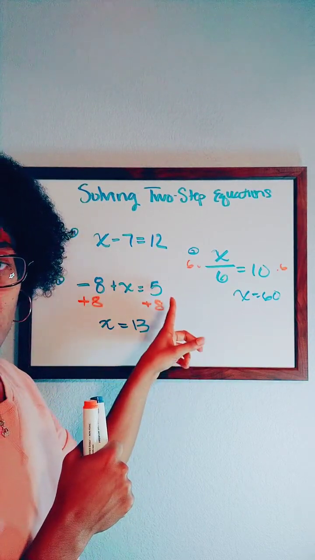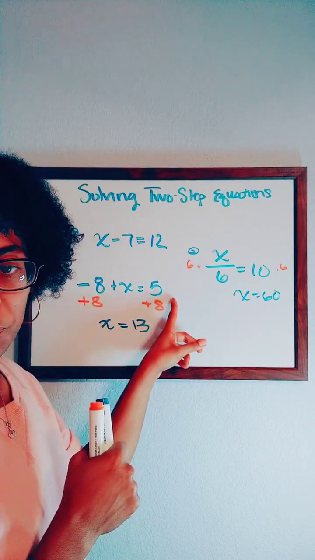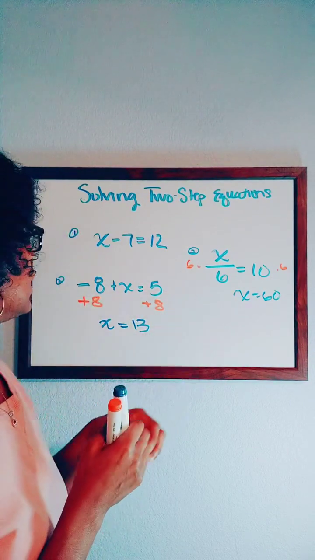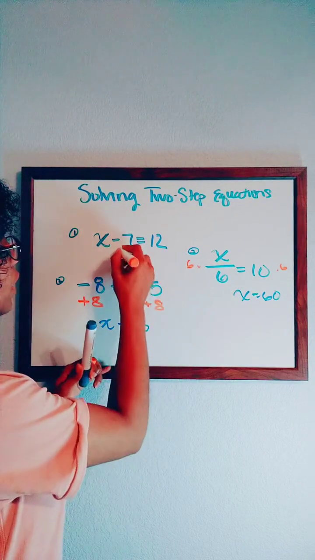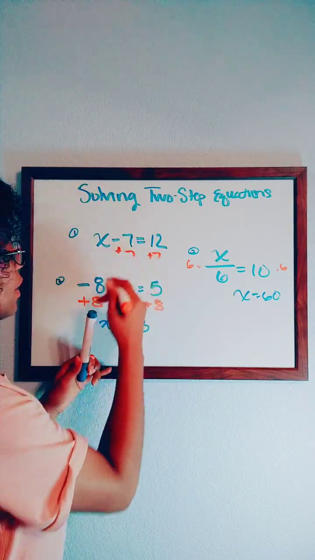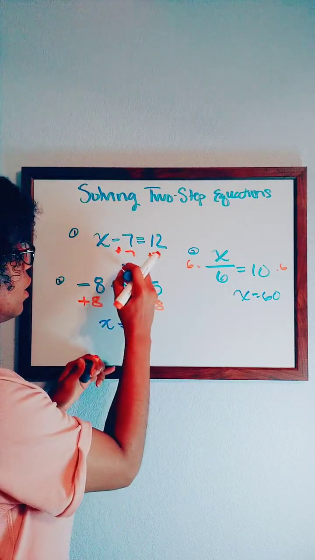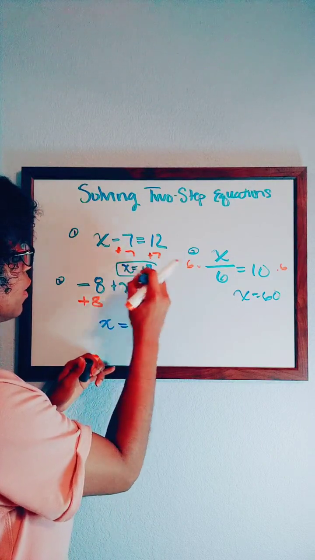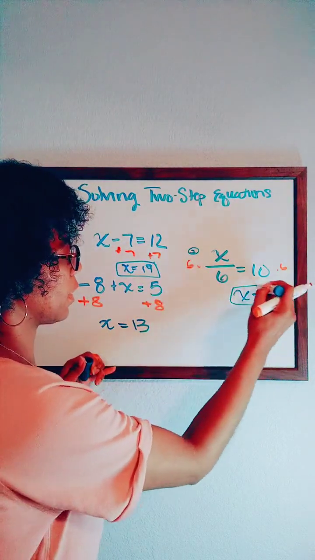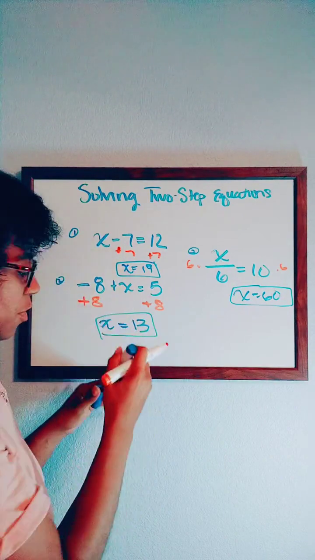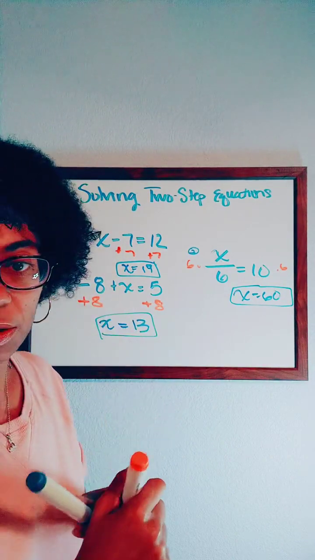You said this number after the equal sign is 19? Yes. So we're going to add 7 to both sides. And then x is going to be equal to 19. Perfect. Yes. Perfect. Very good, y'all. Very good.